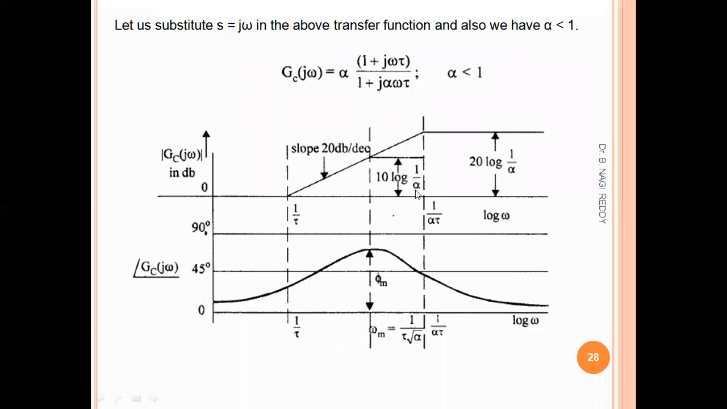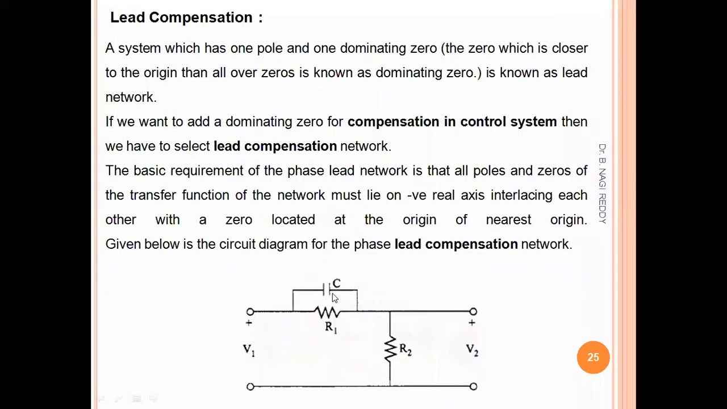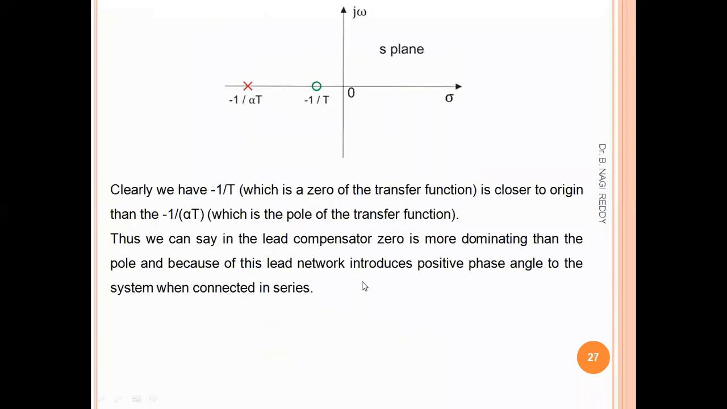So tau and alpha are very important parameters in order to control these Bode plots. You can see tau, alpha, alpha tau. Anywhere you can see alpha and tau, important parameters. So what are the values of alpha and tau? Tau is R1 C, alpha is R2 by (R1 plus R2). That means based on R1, C and R2, the changes we make to these elements can change the Bode plot.